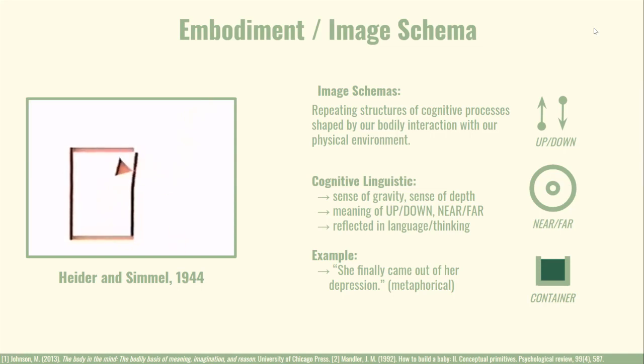Then the hypothesis goes a bit further to claim that we can find those structures in language, which we can in fact do. There is evidence of a lot of metaphorical use of image schemas in language. If I say she finally came out of her depression, then the depression is thought of as a form of container that you can leave or fall into. The same goes with fall in love, which also has this metaphorical container that you can enter.